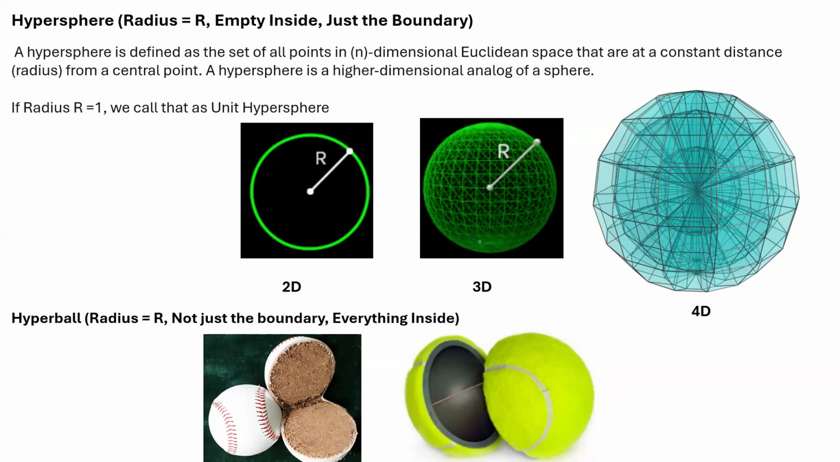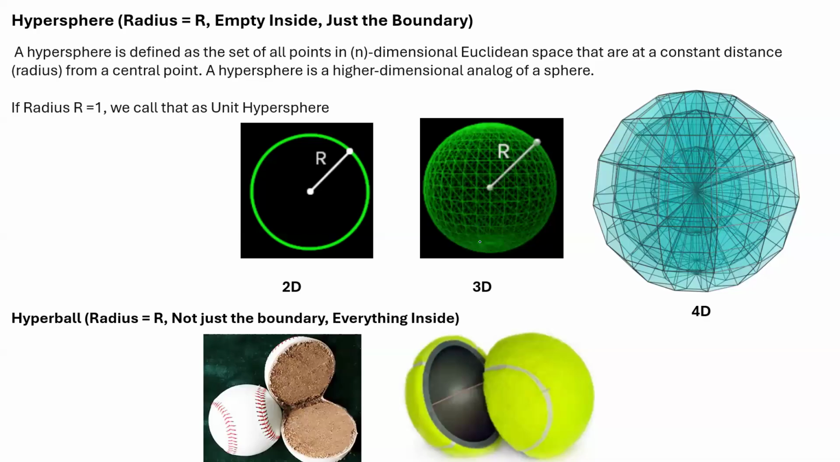Now let's try to understand what is a hypersphere. A hypersphere is defined as the set of all points in n-dimensional Euclidean space that are at a constant distance from the center point. A hypersphere is a higher dimensional analog of a sphere. It is nothing but a sphere in higher dimensions.